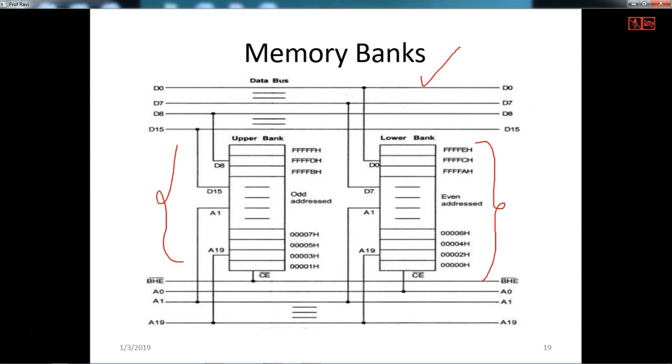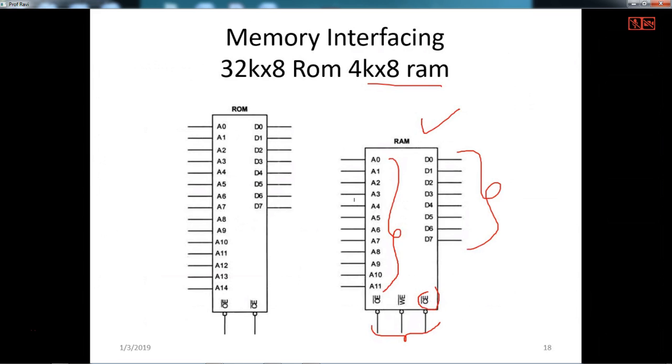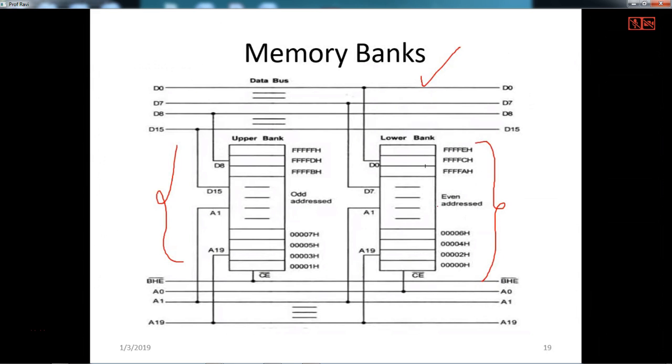Right. So then each memory has address lines. Each memory has 8 data lines. It's a byte is what we are saying. 4K by 8 means 4 kilobytes memory. So each memory has 8 data lines. So now this is the fundamental thing you have to know when you are interfacing memory to the microprocessor. So this is your even bank and this is your odd bank.